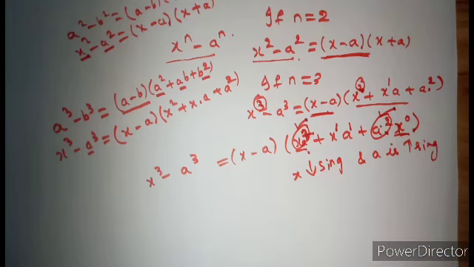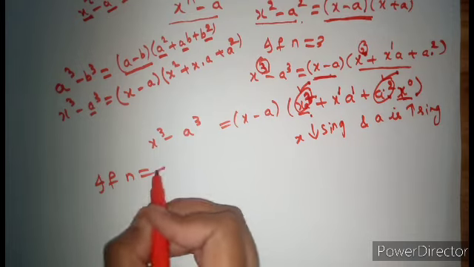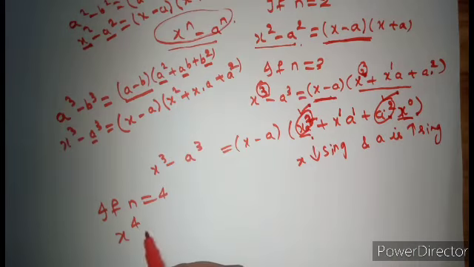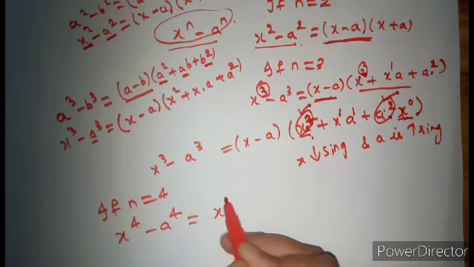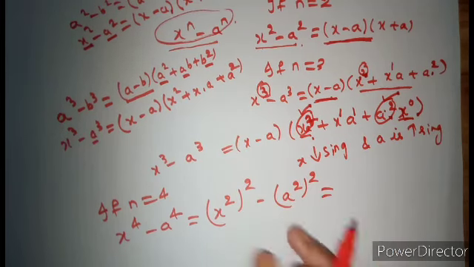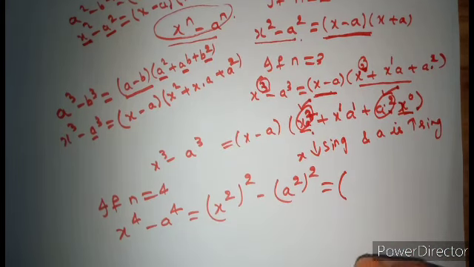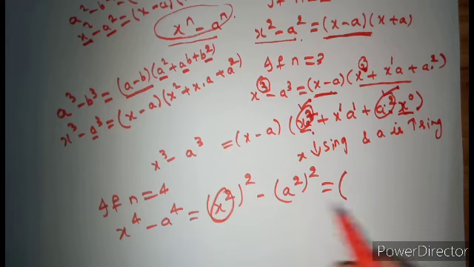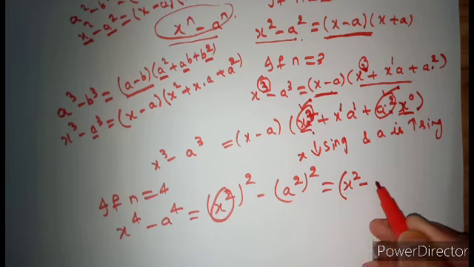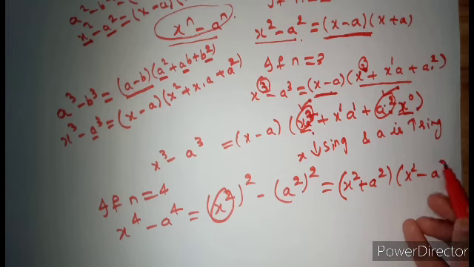Now we'll do it for n equal to 4, okay? If n equal to 4, it will become x power 4 minus a power 4. This can be written as (x power 2) whole power 2 minus (a power 2) whole power 2. So again this is of the form a square minus b square. So its formula is (a plus b)(a minus b). So in place of a we have x square, right? So x square plus a square, again x square minus a square, right?